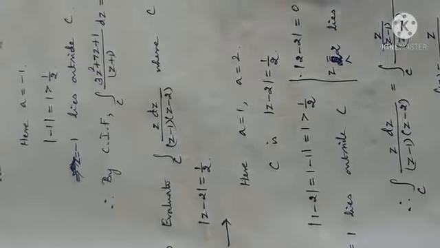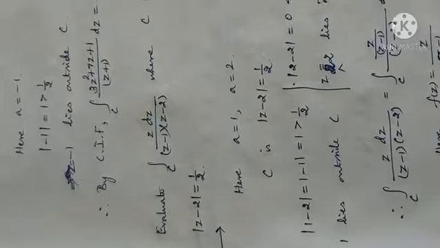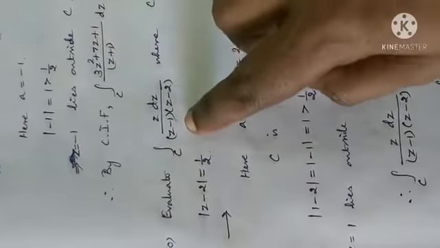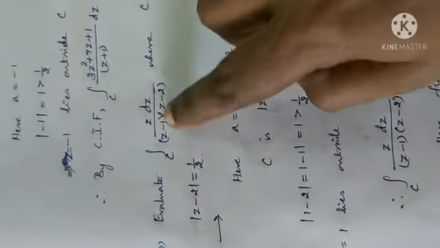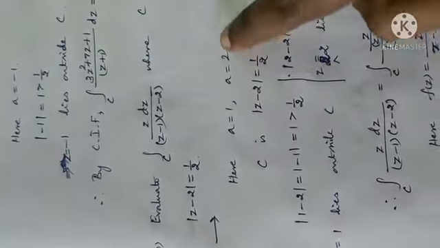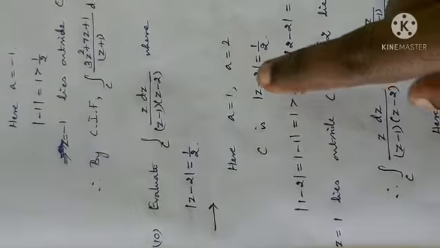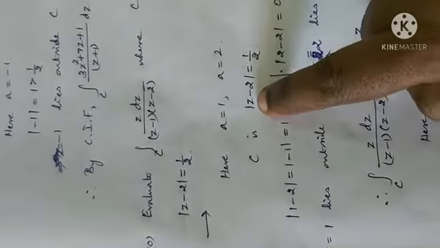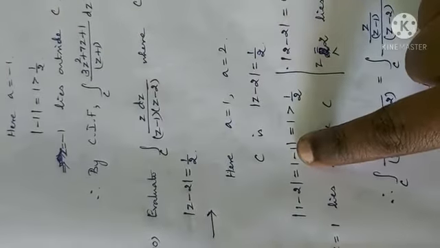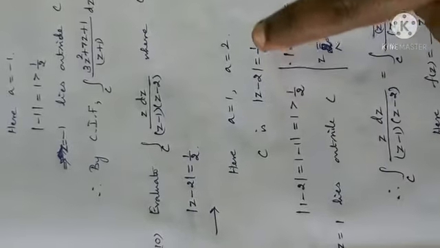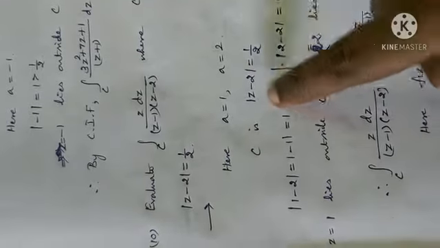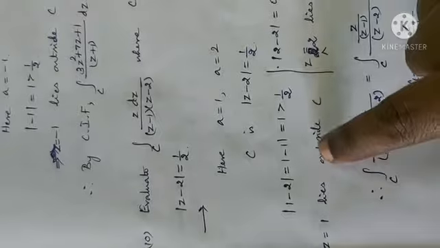So when it is product of terms, the very first step is we should see what is a and what is the other a. Two a's we have, right? A and a. What is c here? Let us have column. First you substitute a is equal to 1 here. 1 minus 2 is modulus of minus 1, which is 1. The answer is greater than 1 by 2. Hence, z equal to 1 lies outside c.